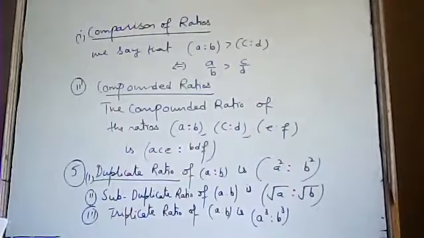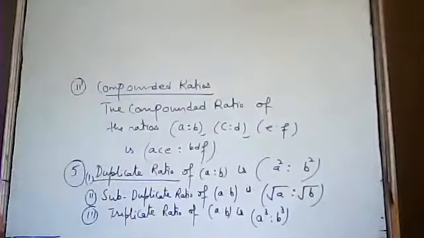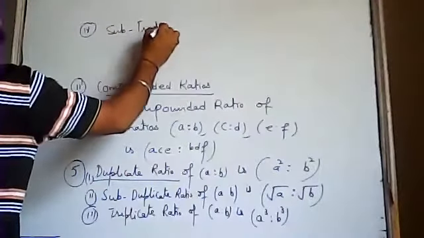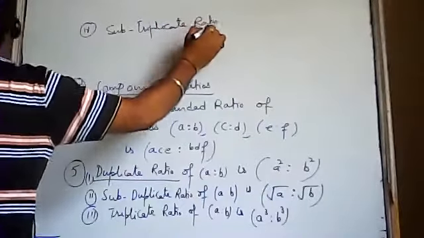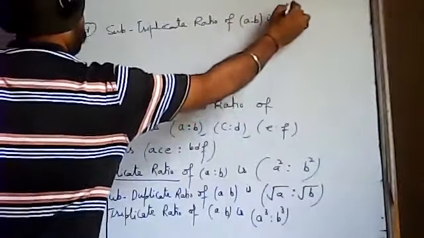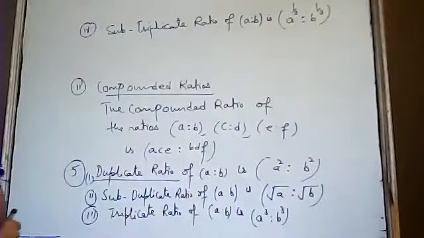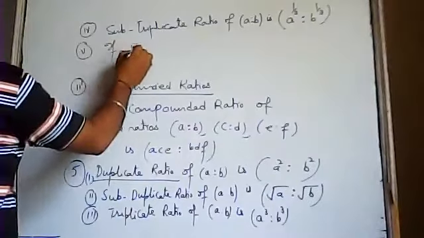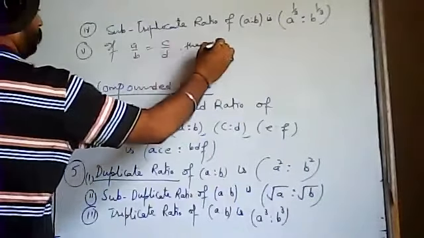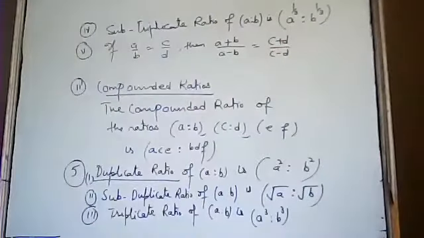Subtriplicate ratio. Fourth one is subtriplicate ratio of A ratio B is cube root of A ratio cube root of B. Number 5th, if A over B equal to C over D, then A plus B over A minus B equal to C plus D over C minus D. Compoundendo and dividendo.